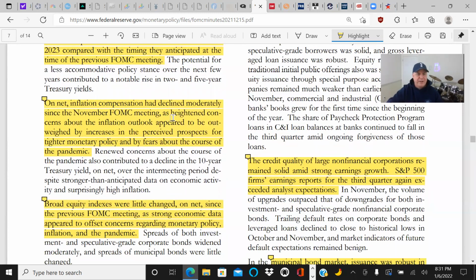On net, inflation compensation had declined moderately since the November FOMC meeting, as heightened concerns about the inflation outlook appeared to be outweighed by increases in the perceived prospects for tighter monetary policy and fears about the course of the pandemic. So here, the inflation worries were waning. And this is super important to me, because broad equity indexes were little changed on net since the previous FOMC meeting, as strong economic data appeared to offset concerns regarding monetary policy, inflation, and the pandemic.